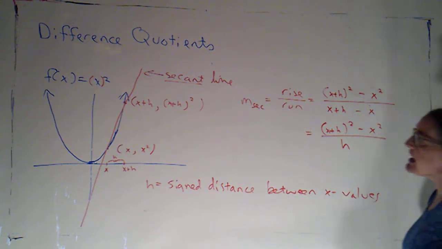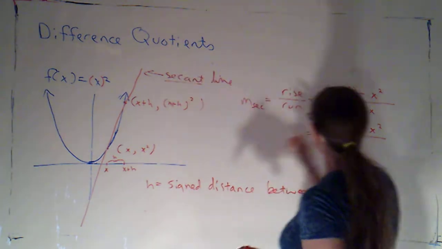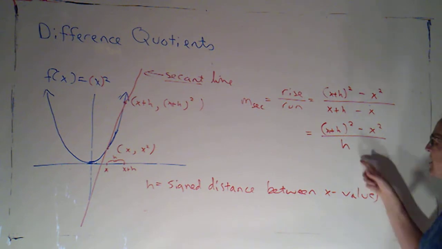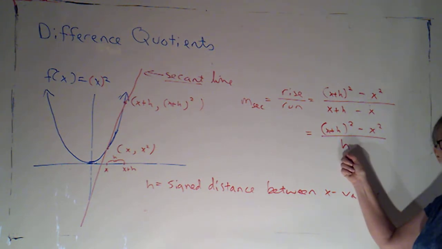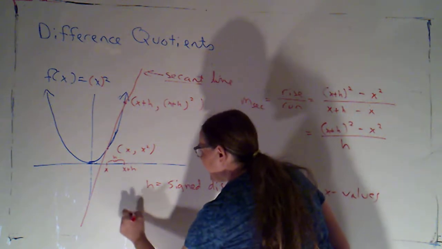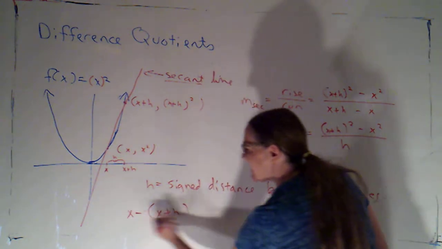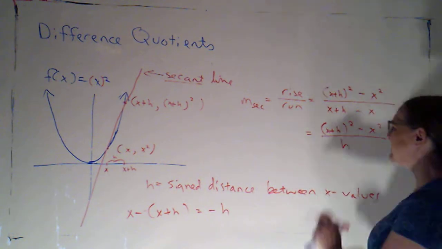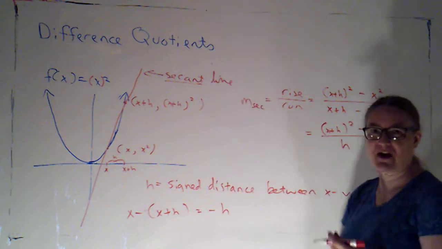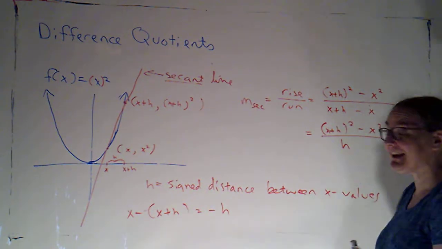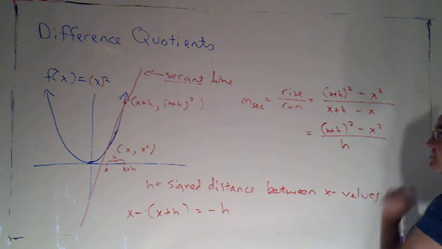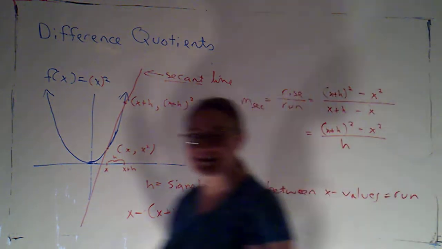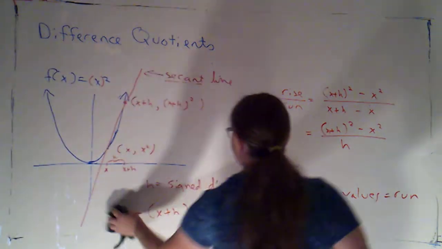Okay, now if I had subtracted in the other order, so that on top I had x² minus (x + h)², I could do that, but then on bottom I wouldn't have just h, because I'd have x minus the quantity x + h. I'd have to distribute that negative and I'd get negative h. So it's definitely much simpler to start your subtraction problem at the point that has the h in it. That way the run is just h. In fact, that's how we define run. It's the signed distance between our x values.